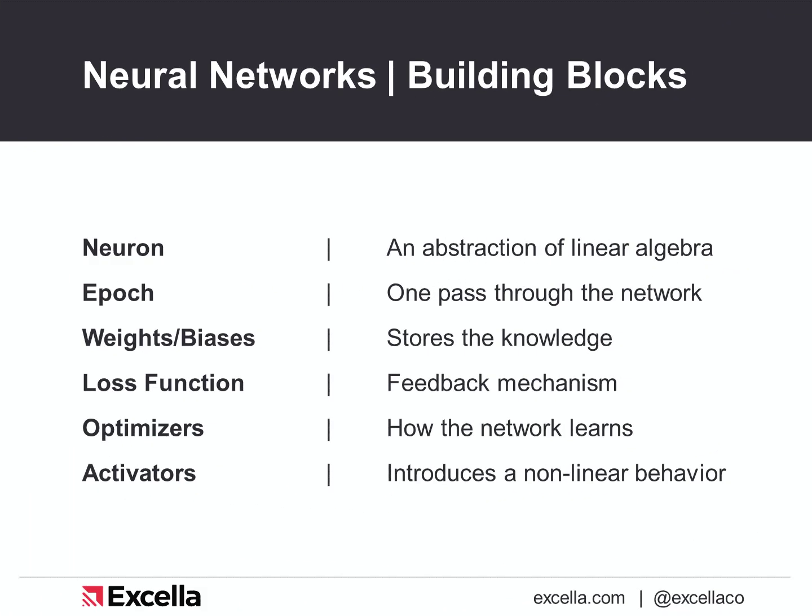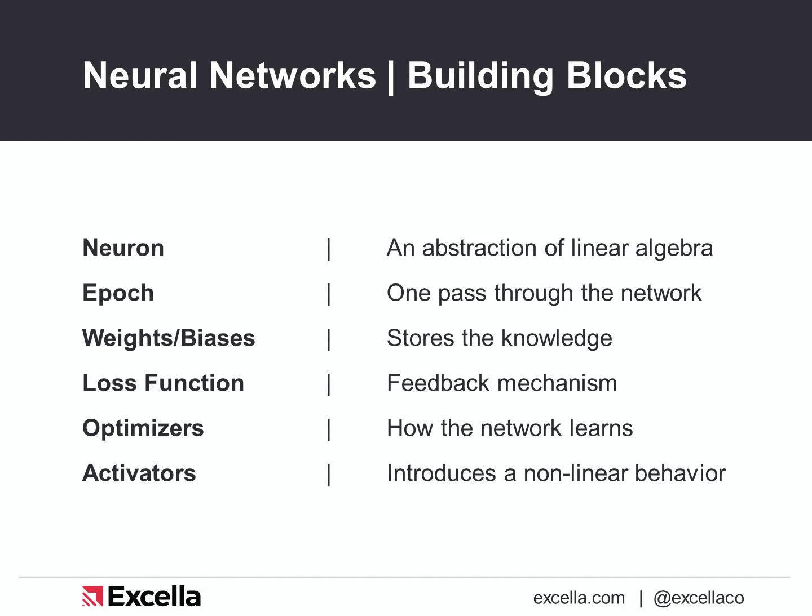To finalize the discussion on neural networks, let's take a look at the 6 building blocks in my view of a good neural network. Well, first of all, we have the neuron, which is just an abstraction of linear algebra. We then have an epoch, which is one pass through the network. So think about an epoch as a training round by using all of the data at hand. And each training round, we of course are going to adjust the weights and biases in the network, which is where we store the knowledge.